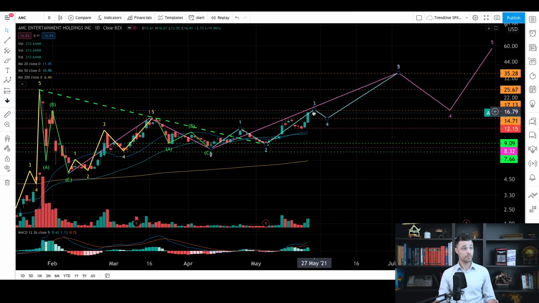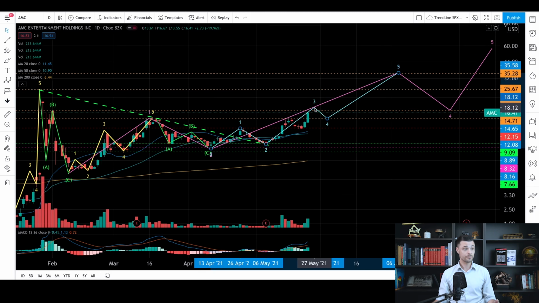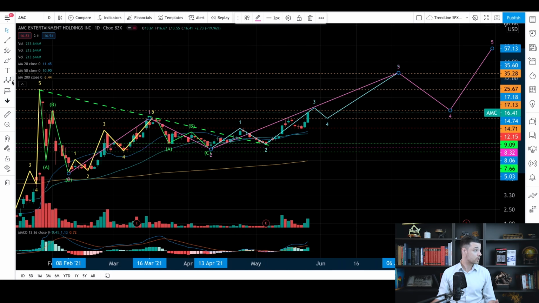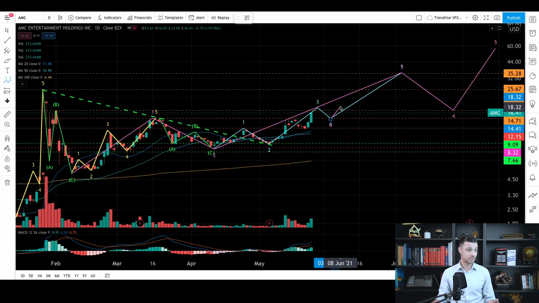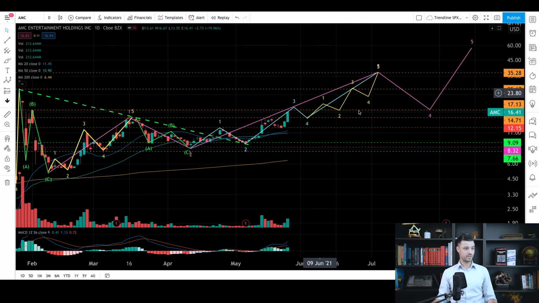We first need to know where the third wave is going to go, and then how the fifth wave is developing. But for sure, we can expect something like this. So let's say we correct to 15, which is kind of my preferred scenario. Then we're going to have a 1, 2, 3, 4, 5, maybe like this. So this is one of my scenarios.